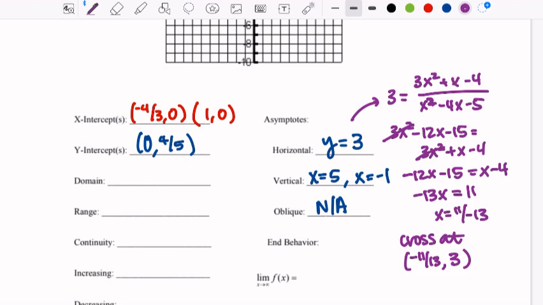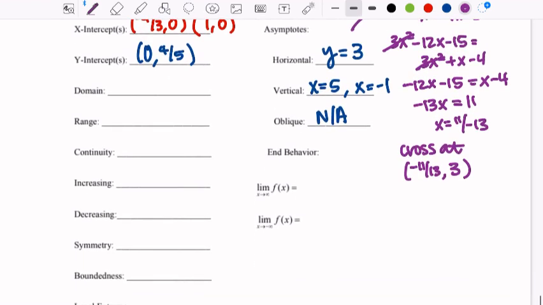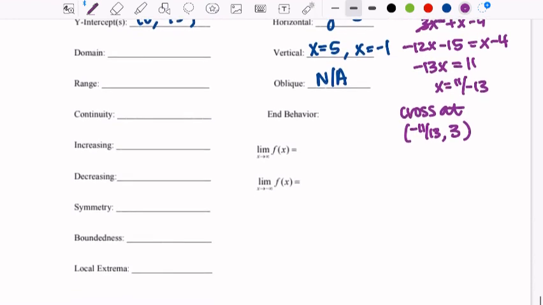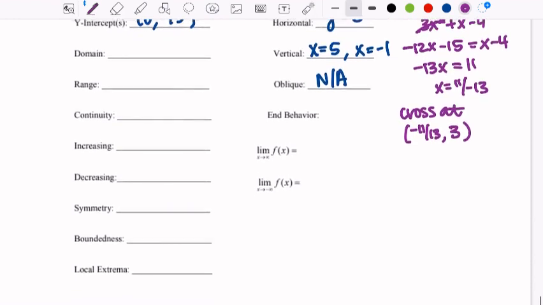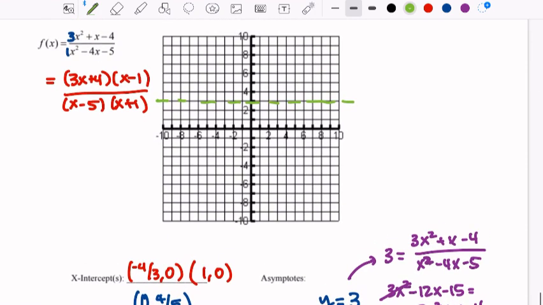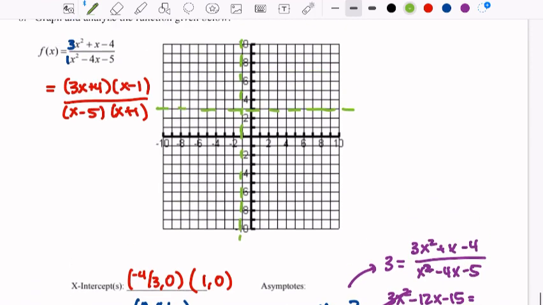All right, let's keep it rolling. Let's see. What else can we find without the graph? Let's go ahead and graph what we have so far. All right. Let's go ahead and put in our asymptotes. So y equals 3, there's our horizontal asymptote. We have x equals negative 1. We have x equals 5.